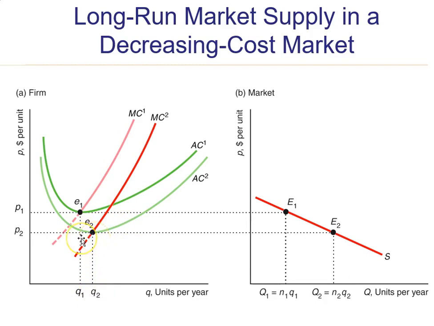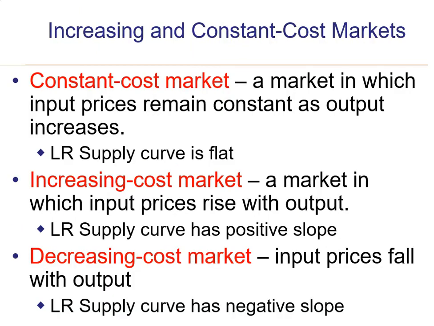Okay, so to recap, those are the 3 scenarios you can have for a long-run market supply curve. If it's a constant cost market, the long-run supply is flat. If it's an increasing cost market, then the long-run supply curve will have a positive slope. If it's a decreasing cost market, input prices are falling with output, then the long-run supply curve has a negative slope.